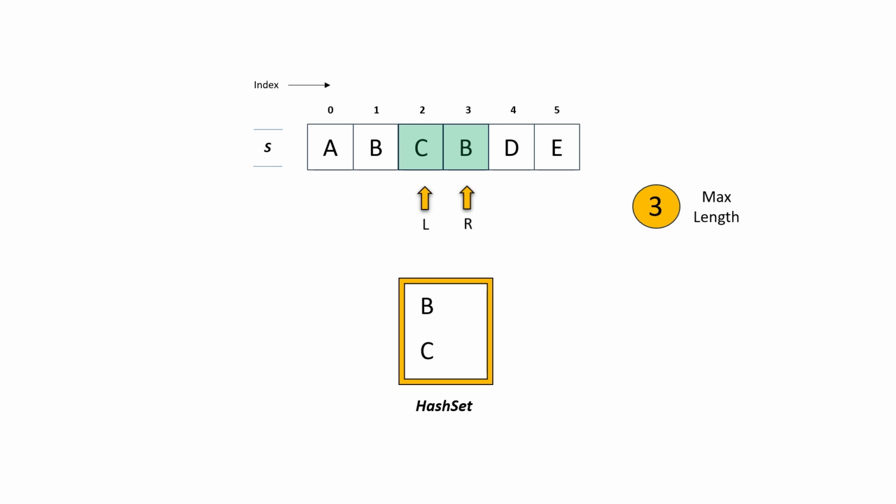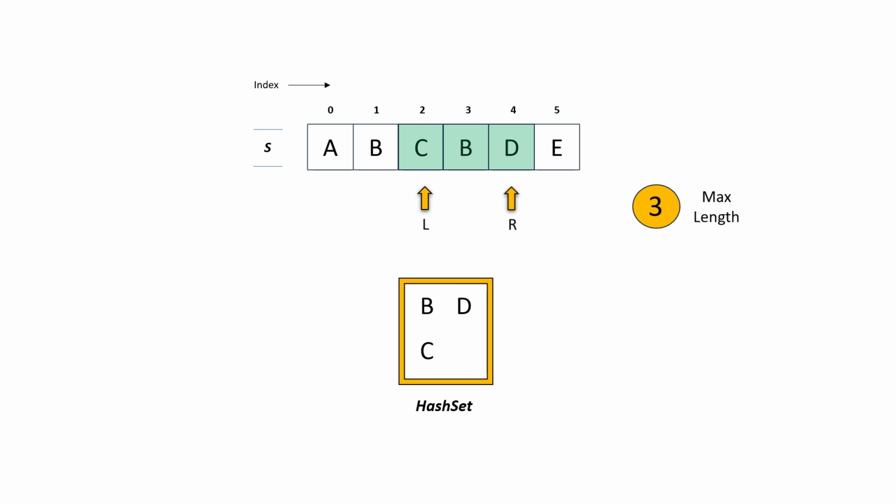Now R goes to the fourth index. At the fourth index, we encounter the character D. D was not present in the set, so it is a valid substring. CBD is a valid substring of length 3.